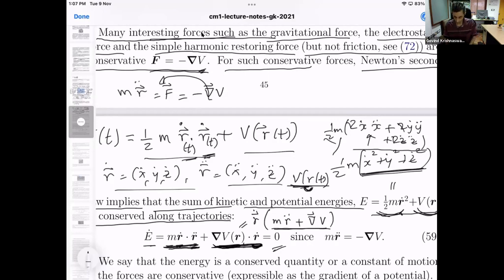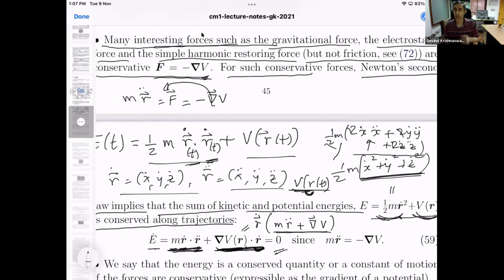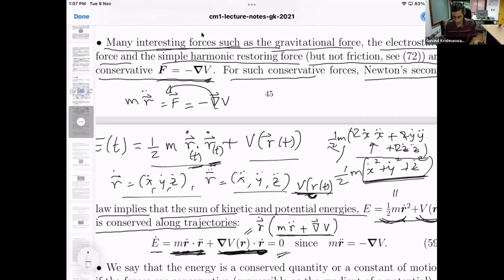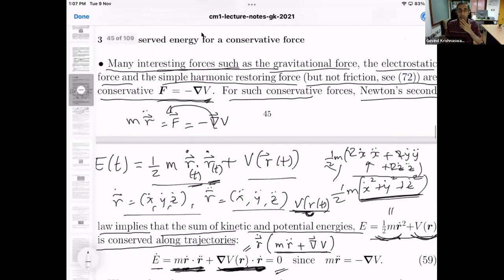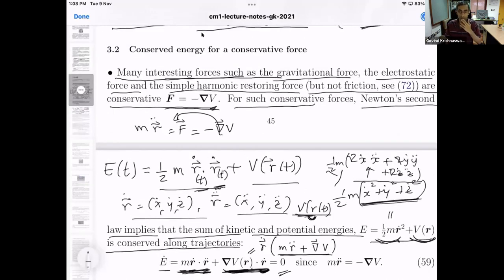Okay, so that is the conservation of energy. I think we are out of time. There's more to be said on this, but perhaps I will do that next time on Thursday. Any questions at this stage about conservative force or how we showed it leads to conserved energy? Conserved means doesn't change along the trajectory, independent of time, along the trajectory. Any questions at this stage?